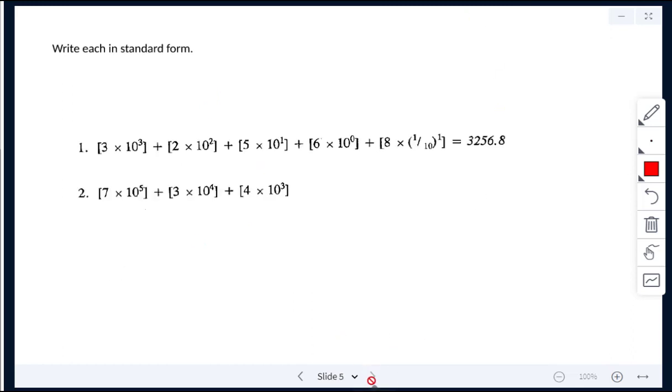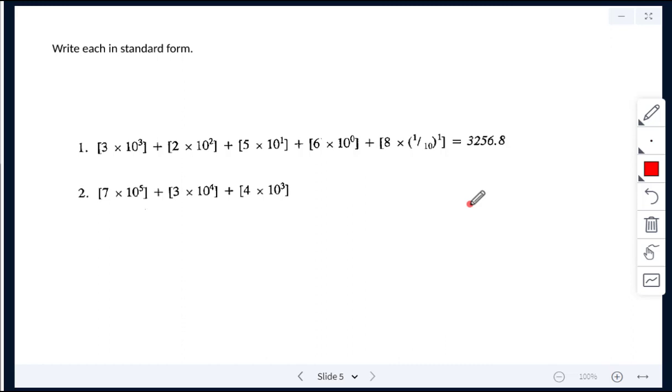All right, here, our last slide, we're just looking at, you're given the number in expanded form, and you have to change it to standard form. All right, so the first one's already done here. We have 3 times 10 to the power of 3, that is the thousands place. 2 times 10 to the power of 2, that is the hundreds place. 5 times 10 to the power of 1, that's the tens place. And 6 times 10 to the power of 0, that's in the ones place. And then we get to the fractions. 1 over 10 to the power of 1 is in the tenths position, so 0.8.